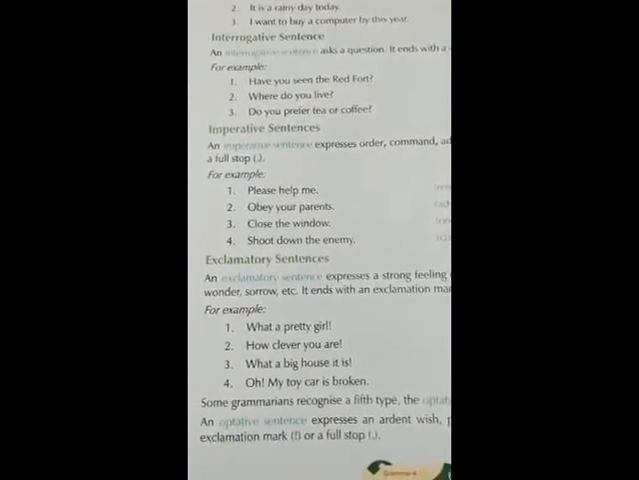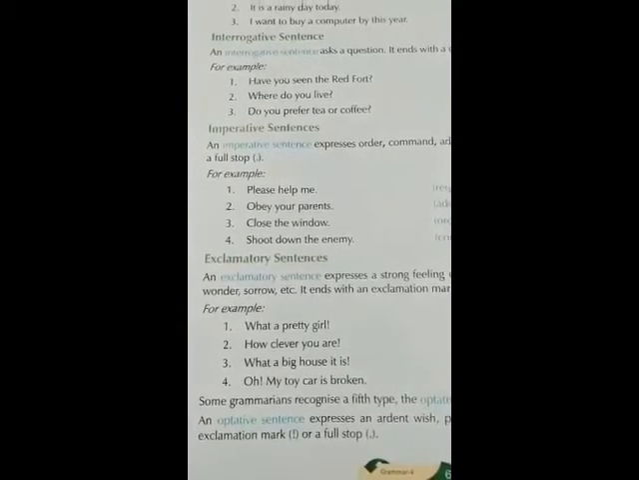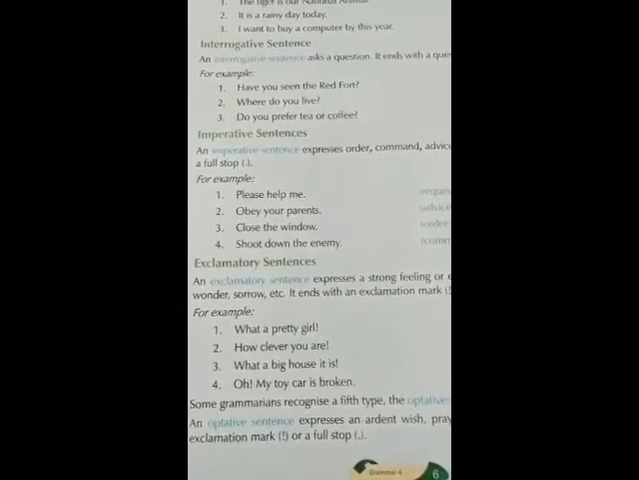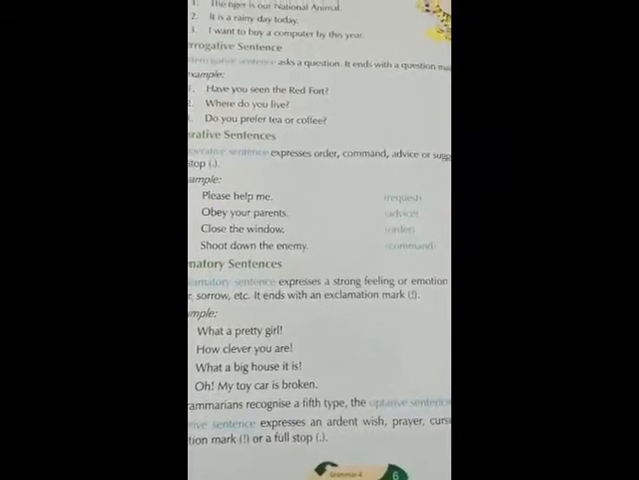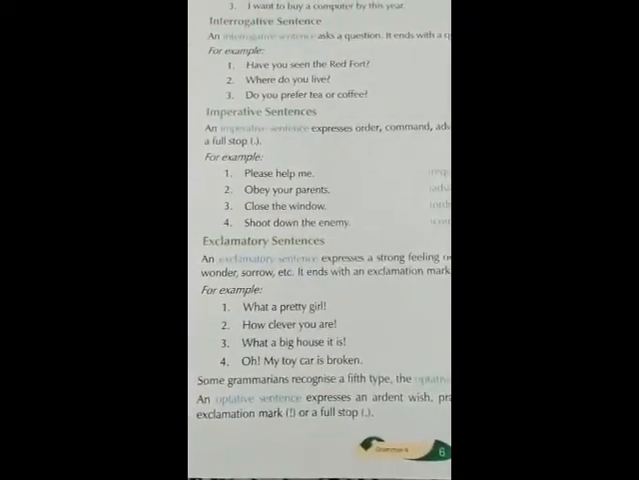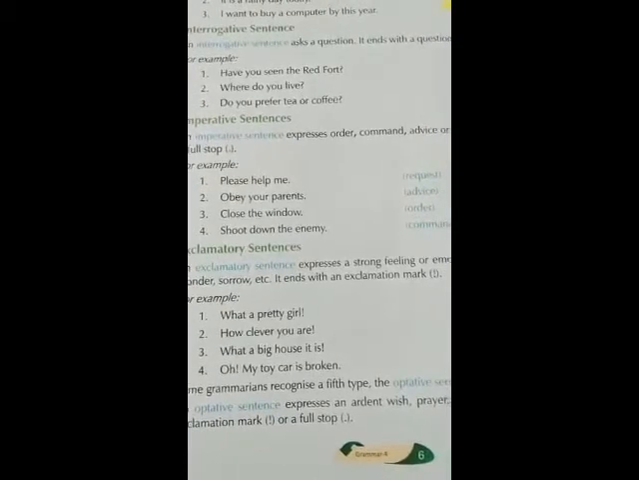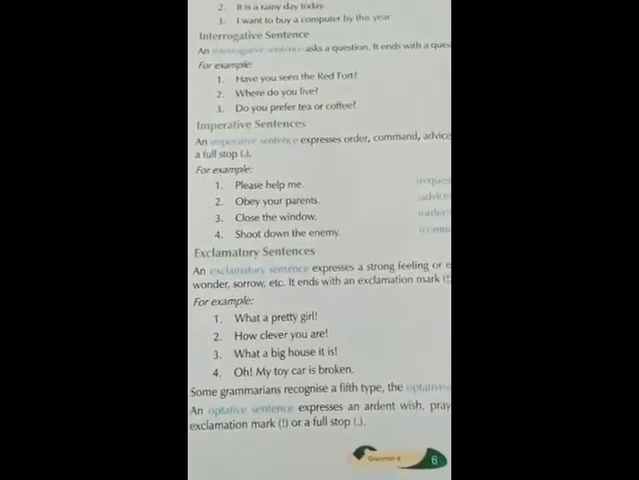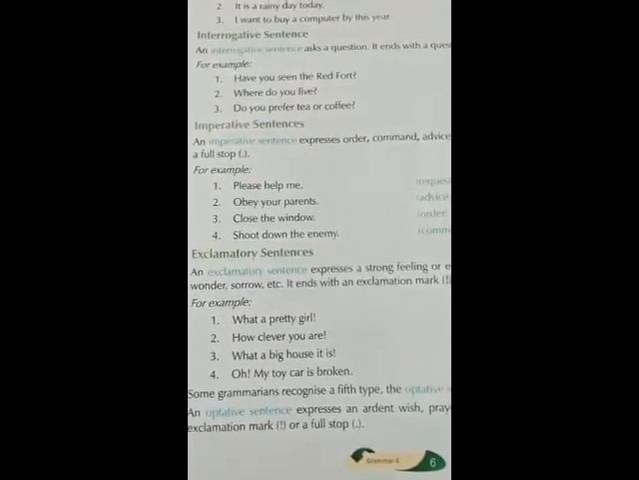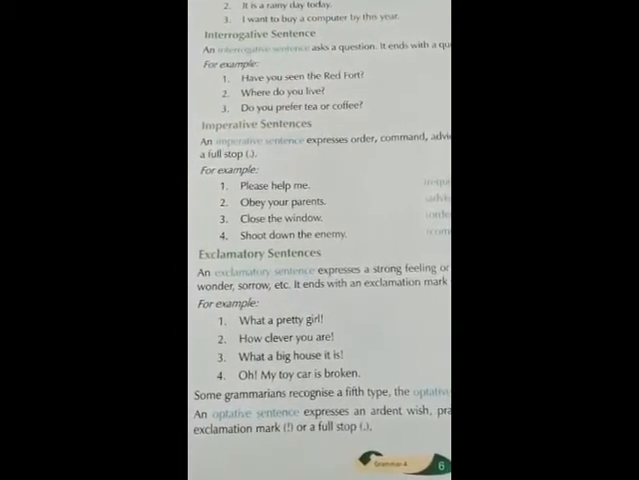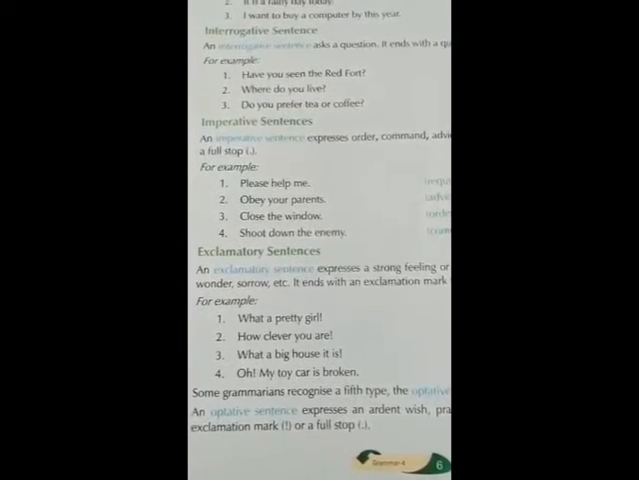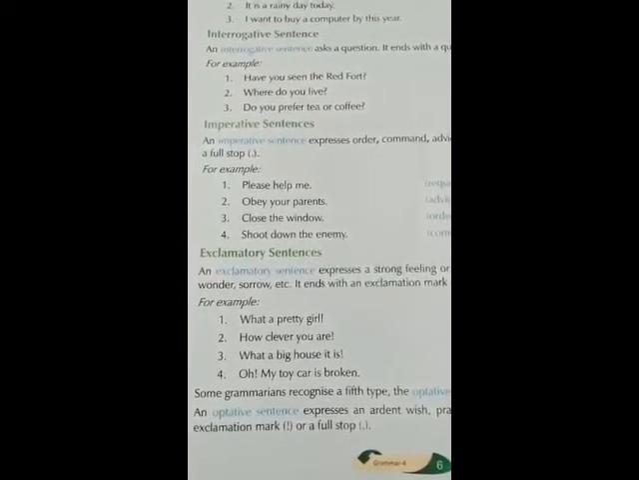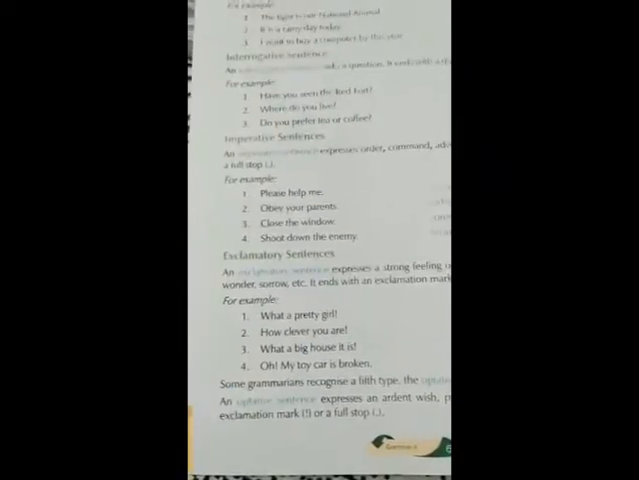We will read about exclamatory sentences. An exclamatory sentence expresses a strong feeling or emotion such as joy, surprise, wonder, sorrow, etc. It ends with an exclamation mark. For example, what a pretty girl. How clever you are. What a big house it is. Oh, my toy car is broken.